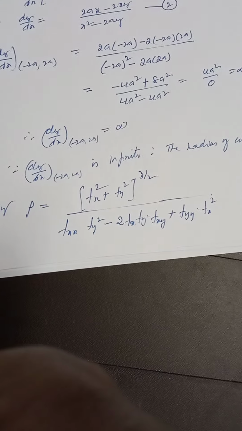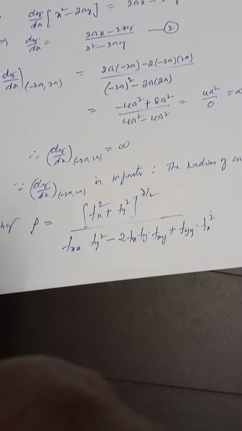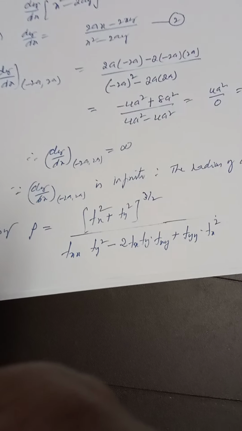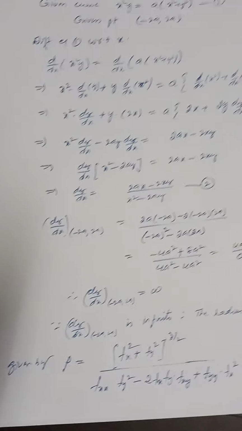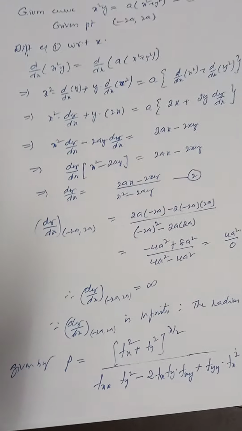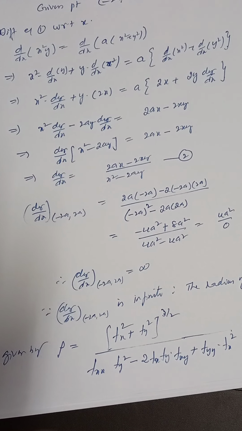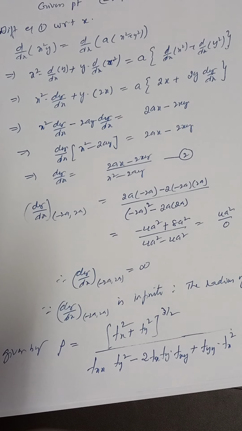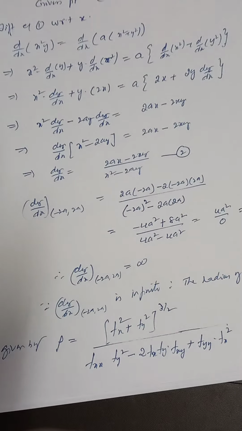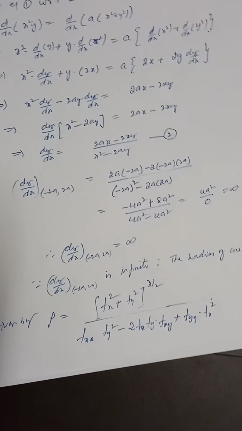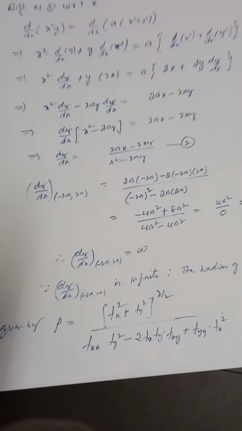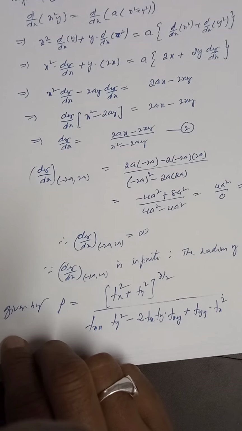So what are fx and so on? That is the function differentiation notation. Here the given function is x square y is equal to a into (x square plus y square), and that is denoted by f. We have to find the partial derivatives of f with respect to x and with respect to y.